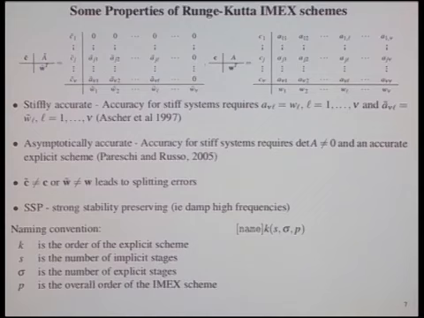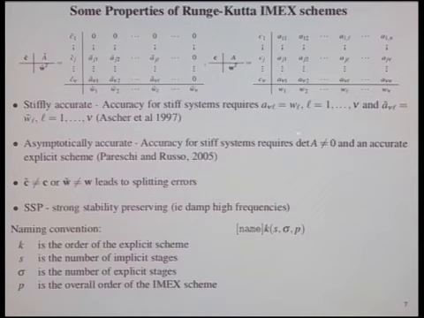However, Pareschi and Russo said that what you want is to be asymptotically accurate. So that's in the stiff limit, you want to be controlled by the accuracy of your explicit scheme, and that constraint is a lot easier to meet. For that, you just want the determinant of A, this is the A matrix, to be non-zero. So there are a lot more schemes like that. So I want to know: is asymptotically accurate actually enough to get good solutions for incompressible flow?